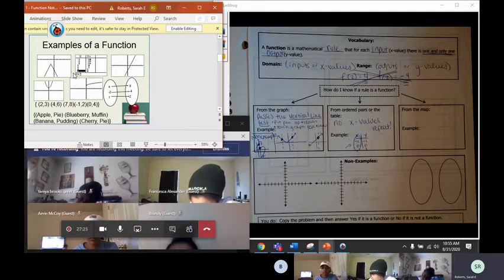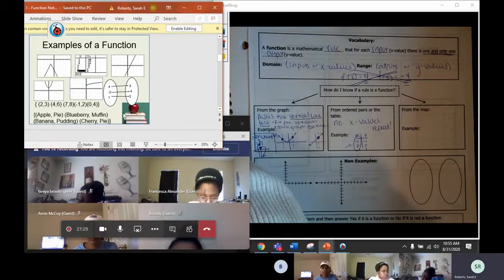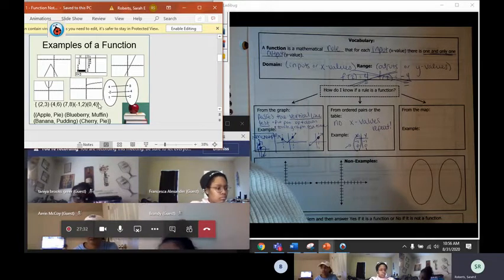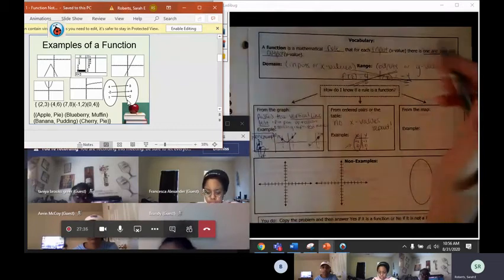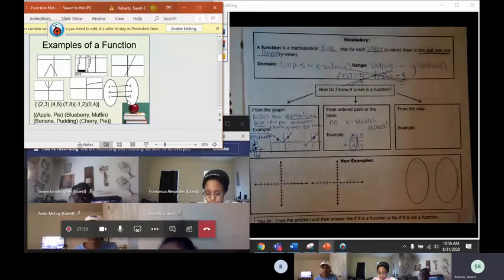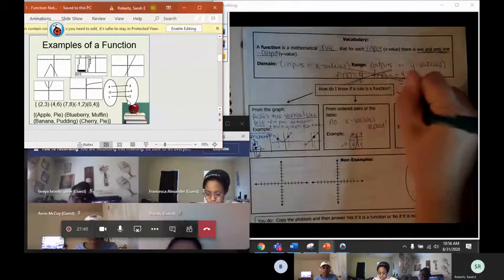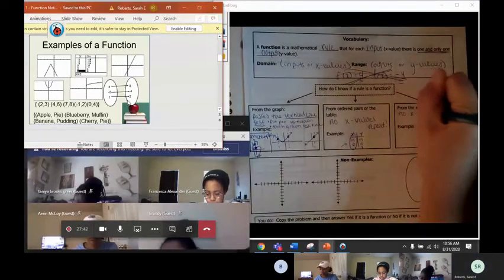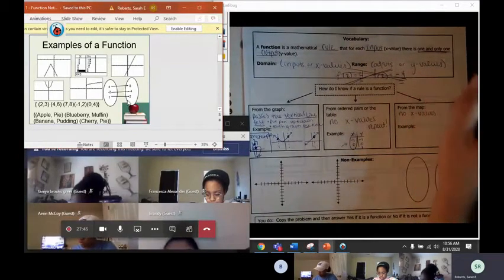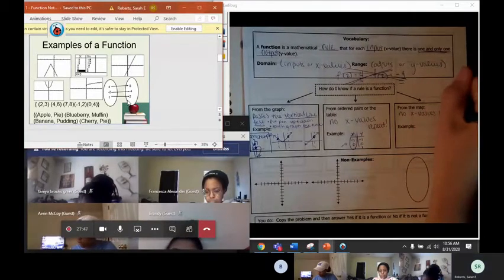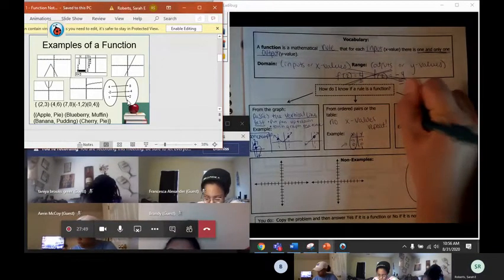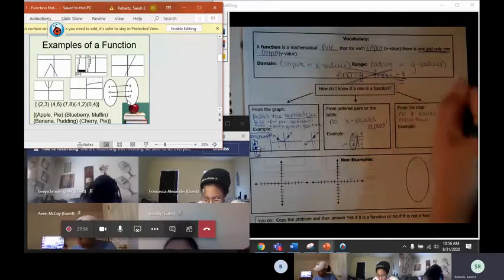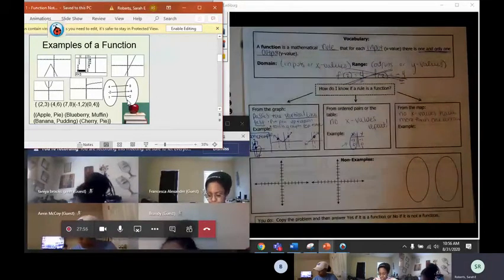Okay, so now we're going to talk about from the map. The map is this thing right here in the PowerPoint where we have little arrows from one bubble to another bubble. Okay, so in a map, you can tell if something is a function with no x values have more than one arrow coming from it.